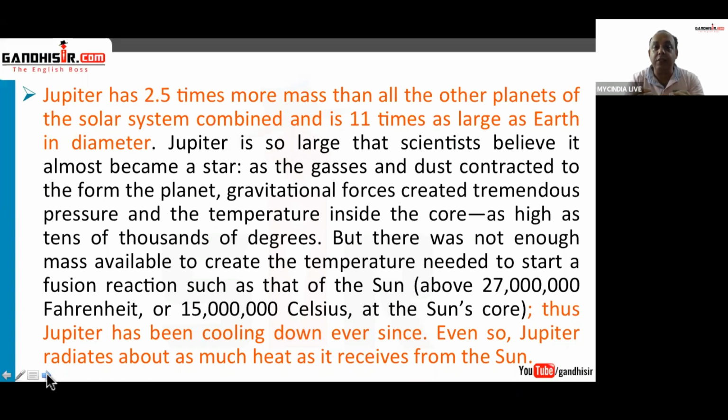Such as that of the sun, Fahrenheit, or this Celsius at the sun's core. Now see, last, thus Jupiter has been. अब ये जो 3 लाइनें हैं, it starts from result, thus, hence, therefore. So if you come across this kind of words, it means it is showing what? It is showing the result of the whole paragraph. Hope it is clear to you what the way of reading a paragraph is. Now let's move to the next.